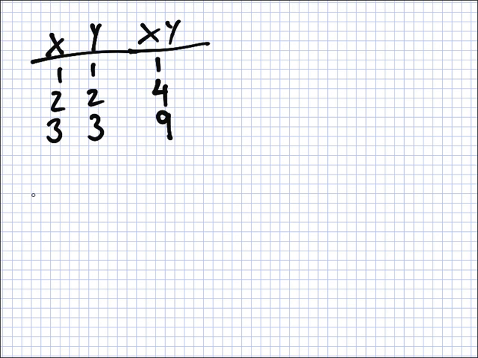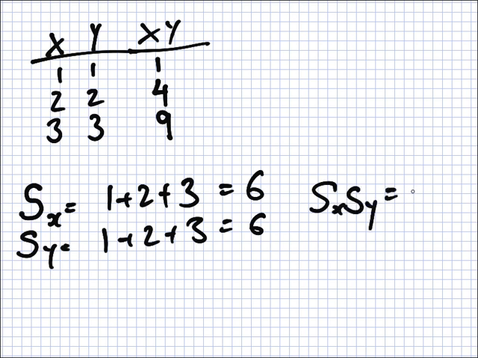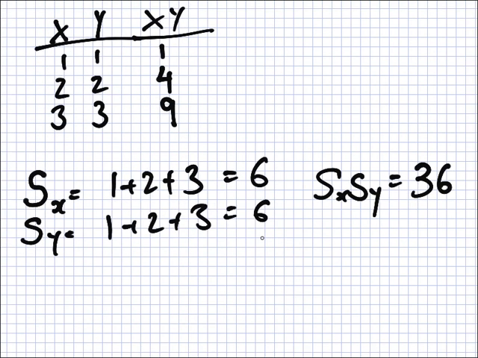Okay. So, SX will be 1 plus 2 plus 3, and that's 6, isn't it? Okay. SY is 1 plus 2 plus 3, which equals 6. Okay, so far so good? Okay. SX times SY equals? 6 times 6, 36. Oh. Yeah, okay.